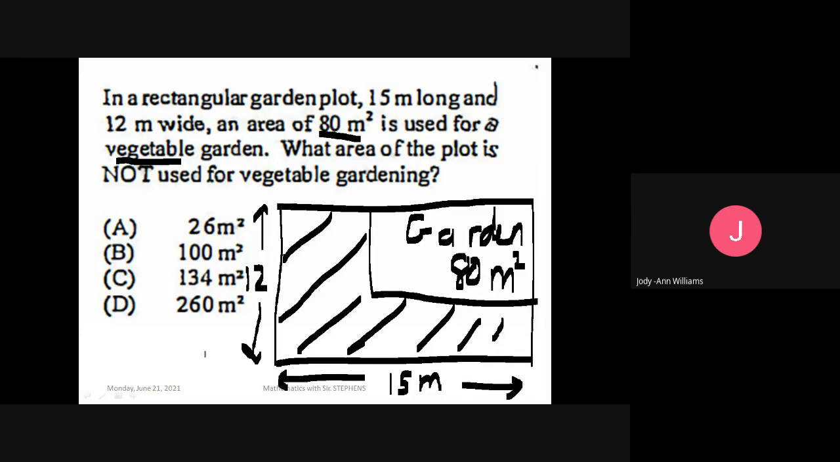So I multiply the 15 by the 12, which gives 180. And then I subtract the 80 from the 180, leaving 100 square meters. Very good. Awesome. That's correct. Basically, you find the area of the whole thing, and then you subtract the 80 from the total. Makes sense.